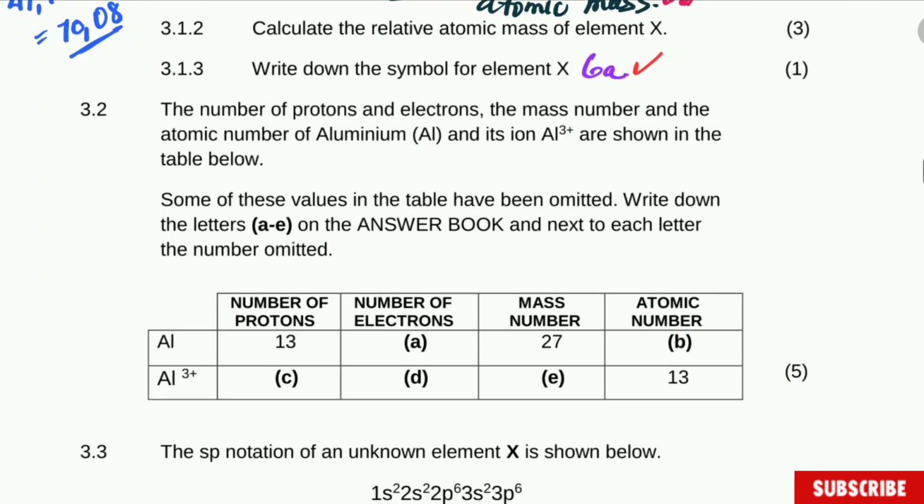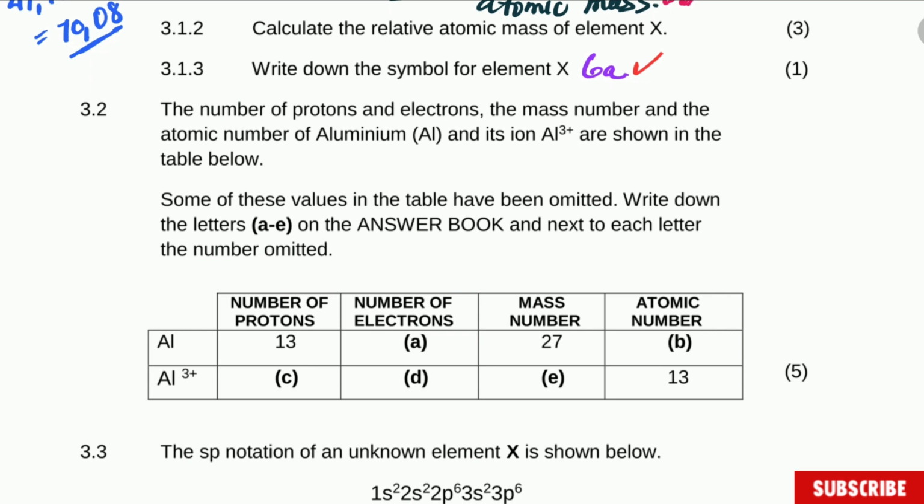Question 3.2. The number of protons and electrons, the mass number, and the atomic mass of aluminium and its ion are shown in the table below. Some of these values in the table have been omitted. Write down the letters A to E in the answer book and next to each other the number omitted. In other words, we have to complete the table.